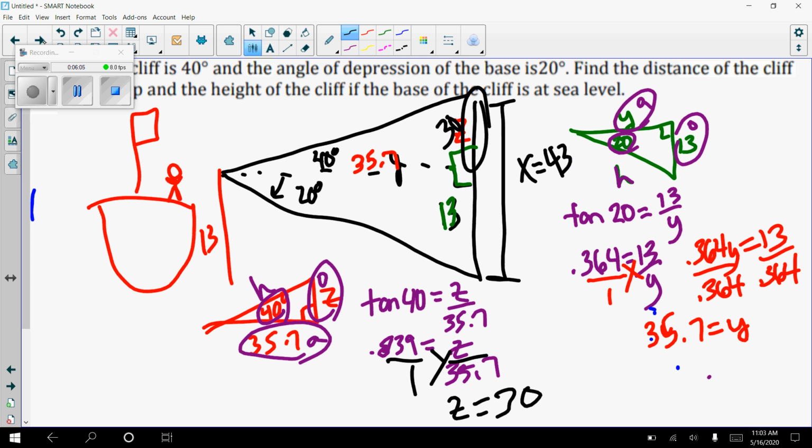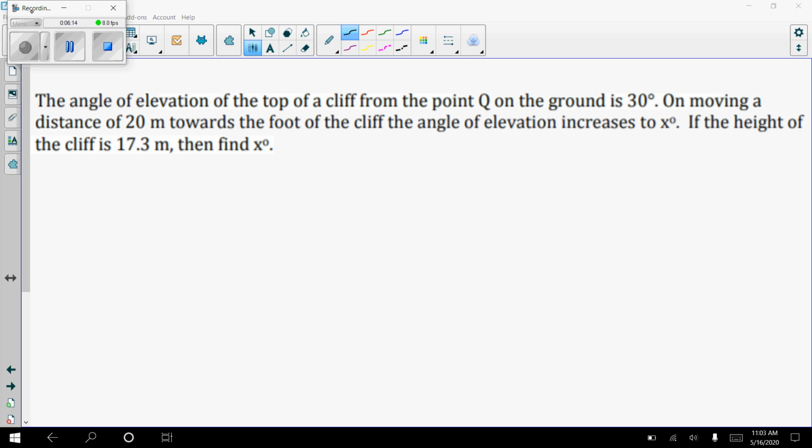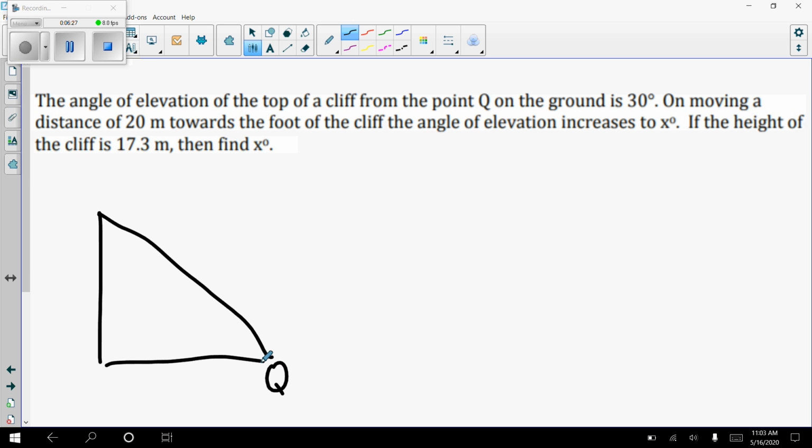So let's look at one more example here. The angle of elevation of the top of a cliff. Okay, so let's draw a cliff here. And there's my cliff. Beautiful. The angle of elevation of the top of the cliff from a point Q on the ground. So let's put Q here. Okay, so the angle of elevation is 30 degrees. So that would go there.